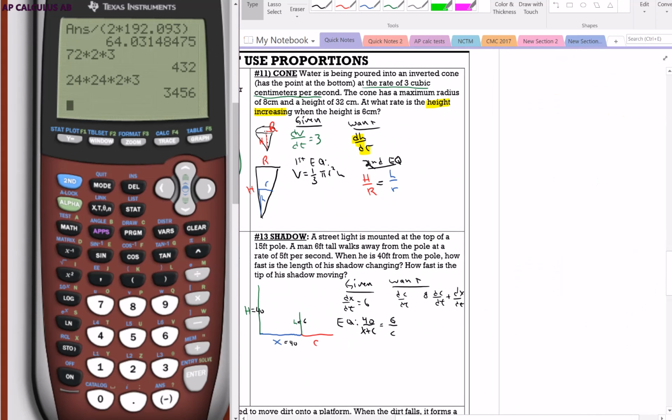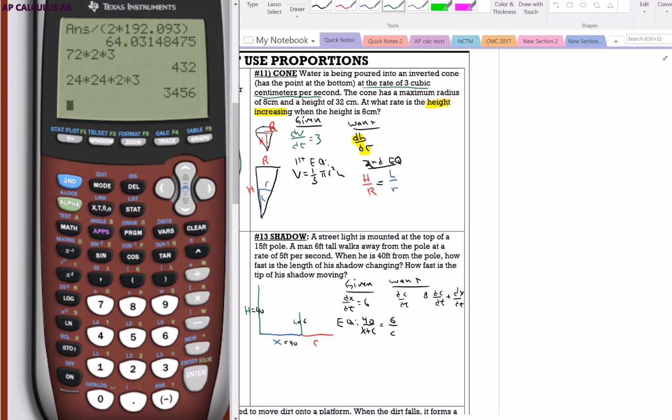So here we go. Water is being poured into an inverted cone. Just means it's upside down, right? You have this upside down cone. It's being poured in at a rate of 3 cubic centimeters per second. That's a volume, right? Cubic centimeters is a volume, so dV/dt is 3. That's given to us. The cone has a maximum radius of 8. I'm going to call that maximum radius big R, right? And it has a maximum height of 32. I'm going to call that maximum height big H, right? At what rate is the height increasing when the height is 6 centimeters?